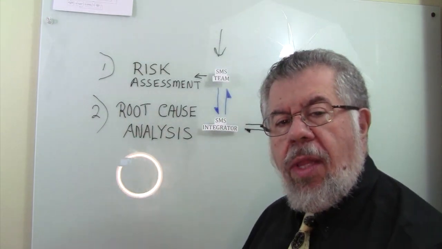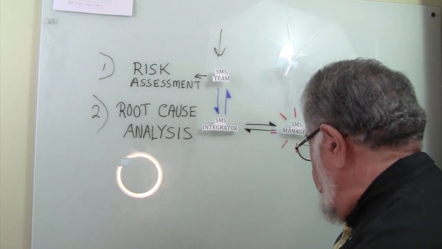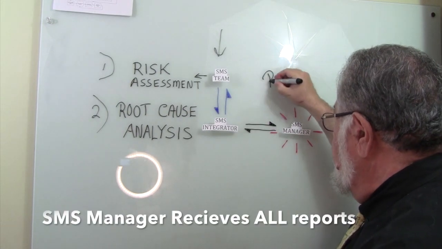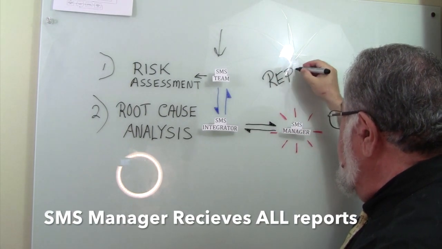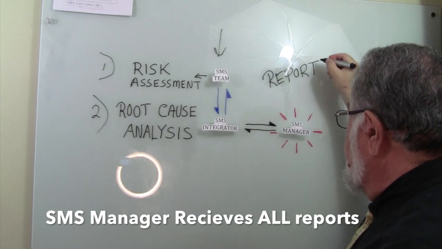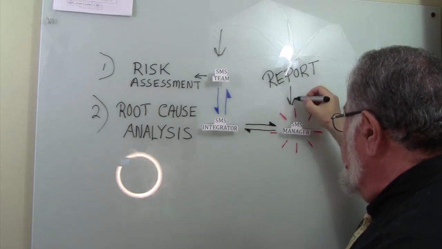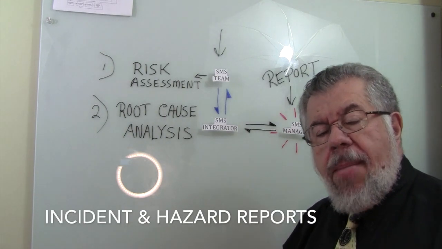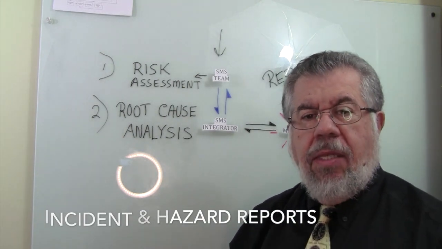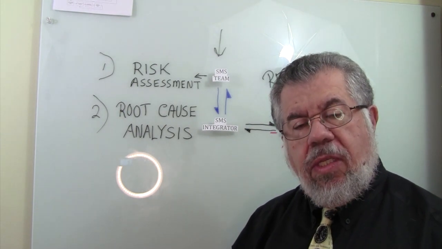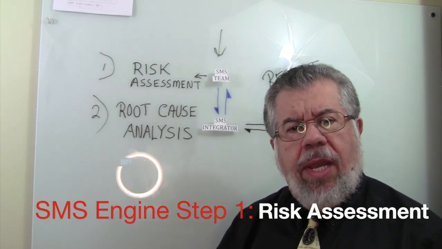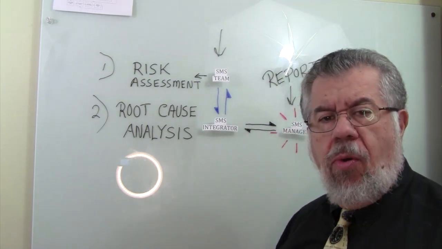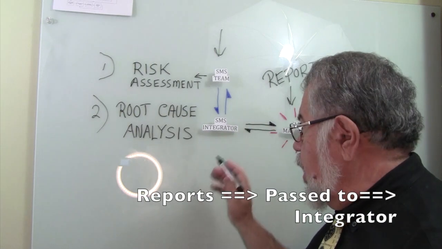Remember, this is how the SMS works. Your SMS Manager would receive reports from the company, right? These reports would be either incident reports or hazard reports, indicating certain things. And remember, the first step in the SMS engine is risk assessment. This is where the integrator would take over. The SMS Manager will simply pass the reports on to the integrator.